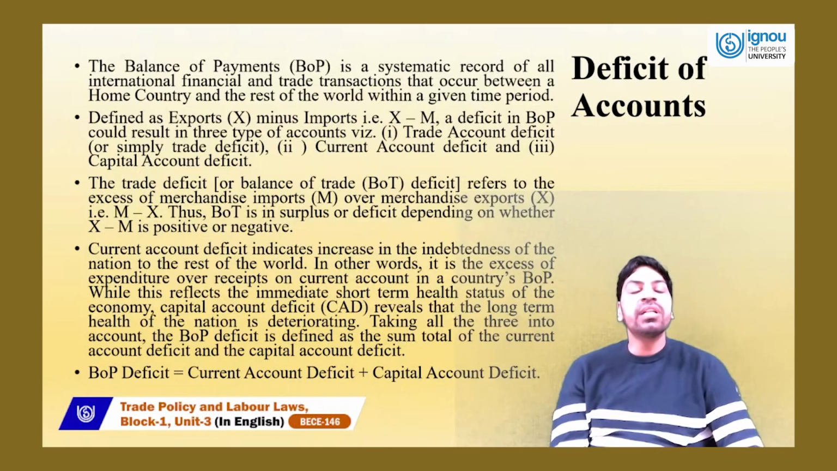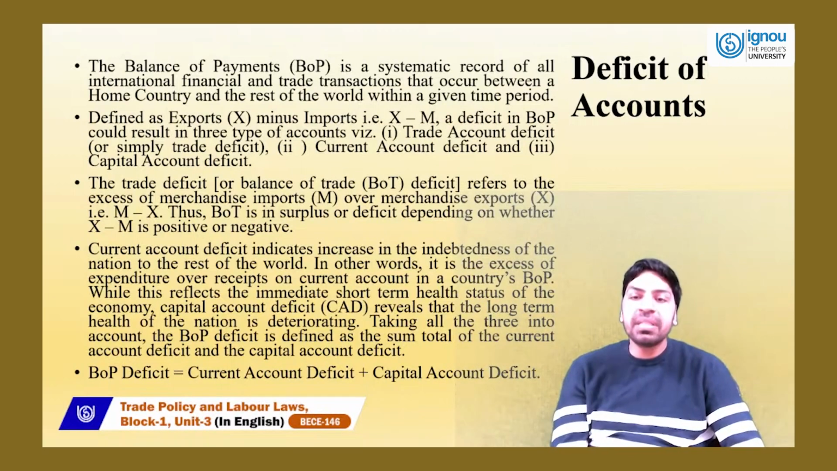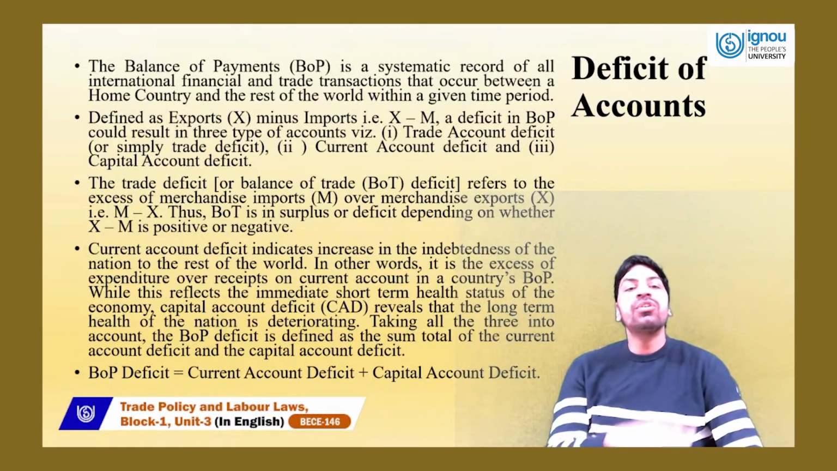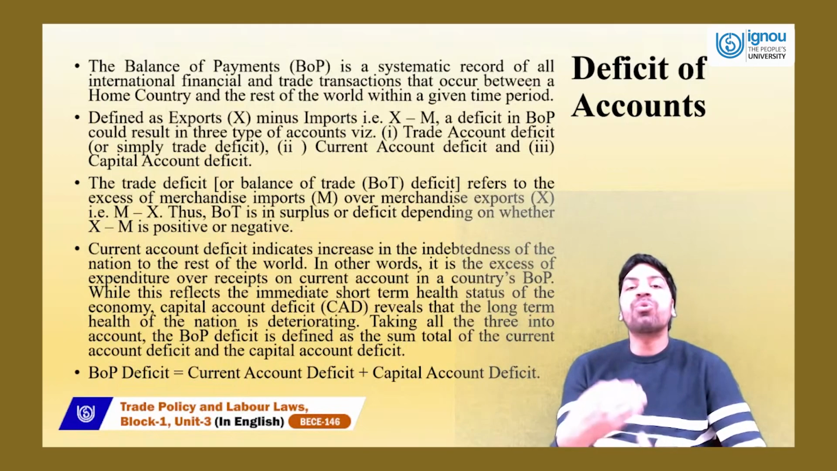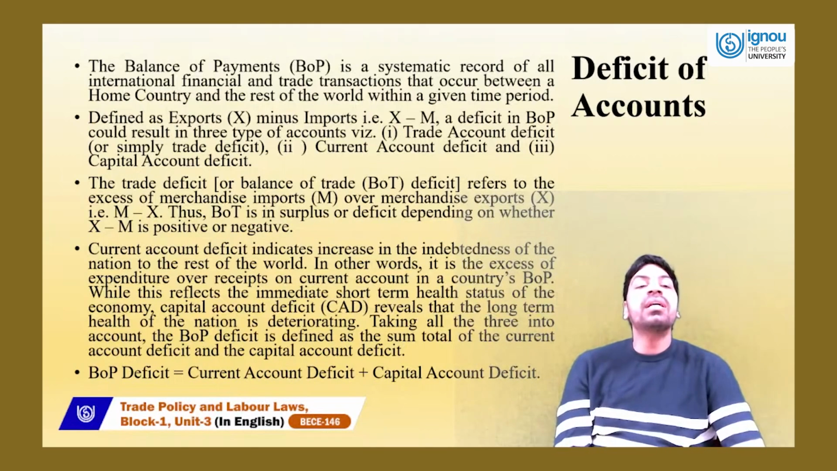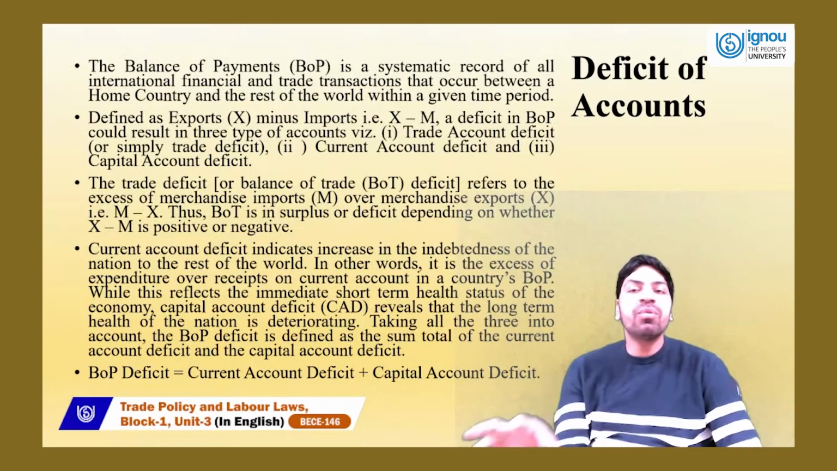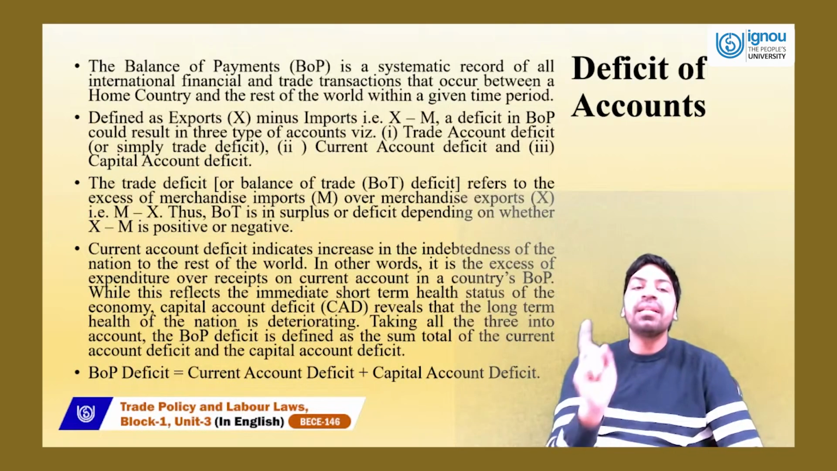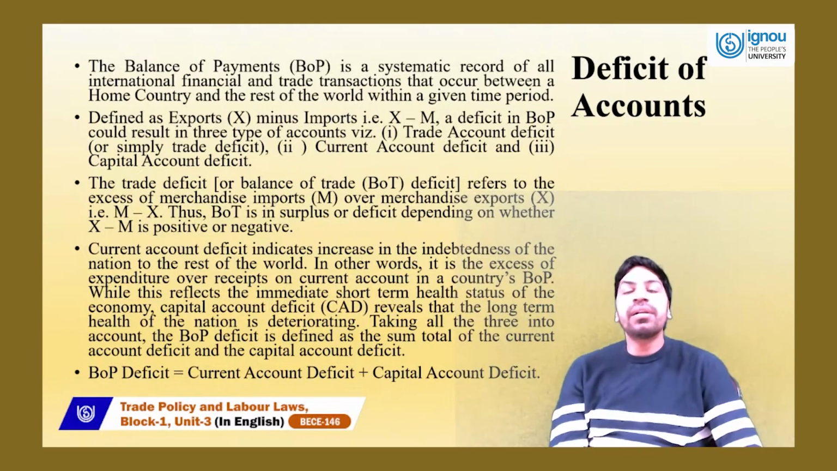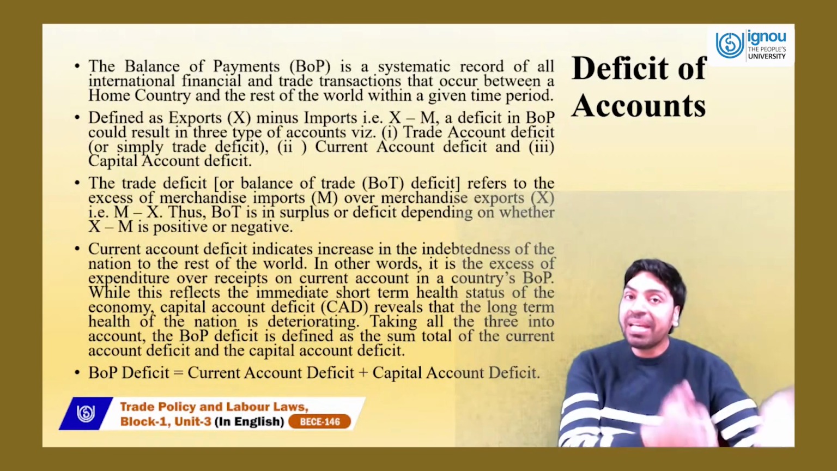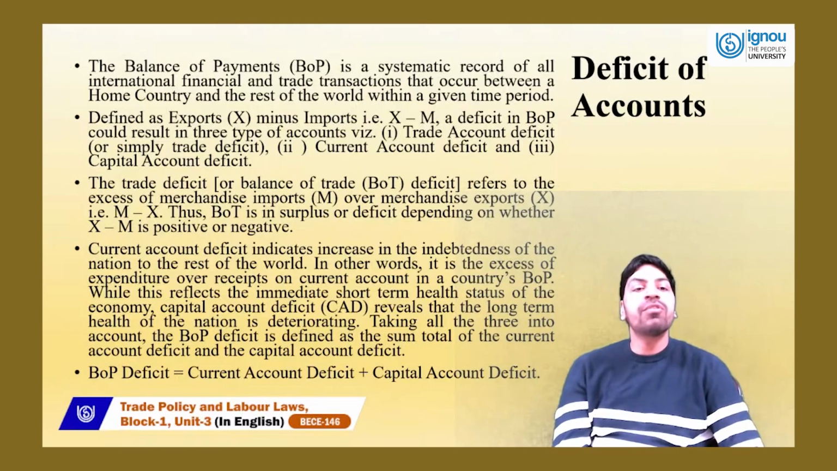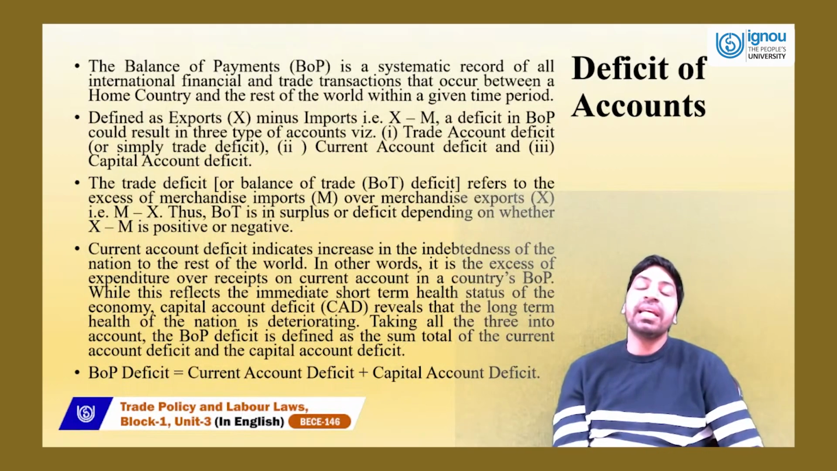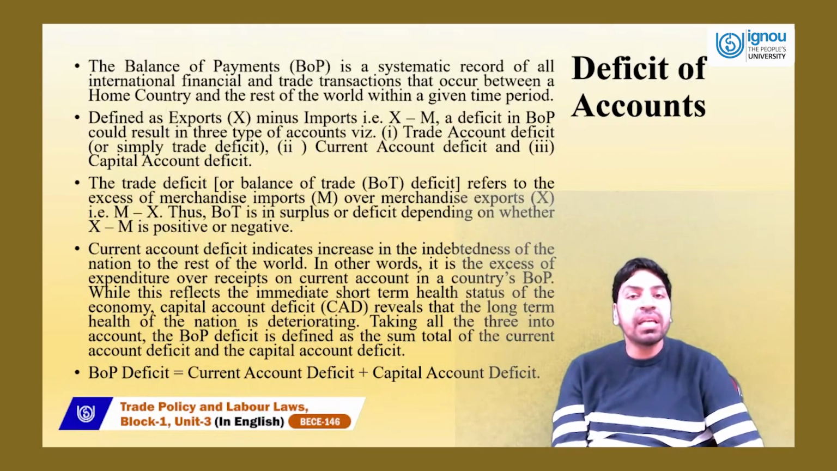A current account deficit indicates more and more liabilities of the nation to the rest of the world. It means the expenditure is more than the revenues on the current account in a particular country's balance of payments, and that's why it is called the current account deficit, where the expenditure is more than the revenues or receipts. So automatically it harms the health of the economy.